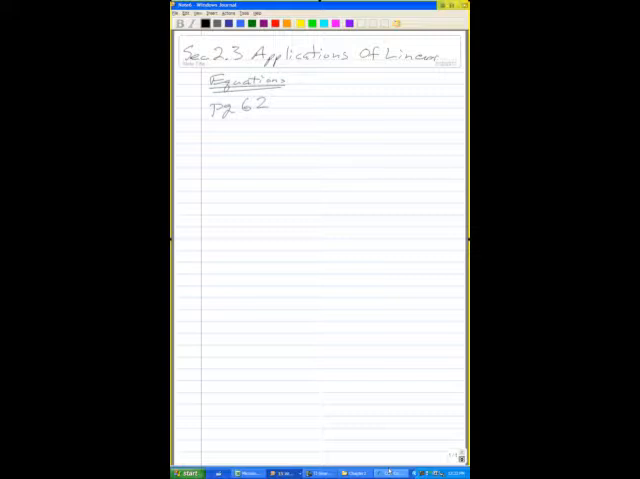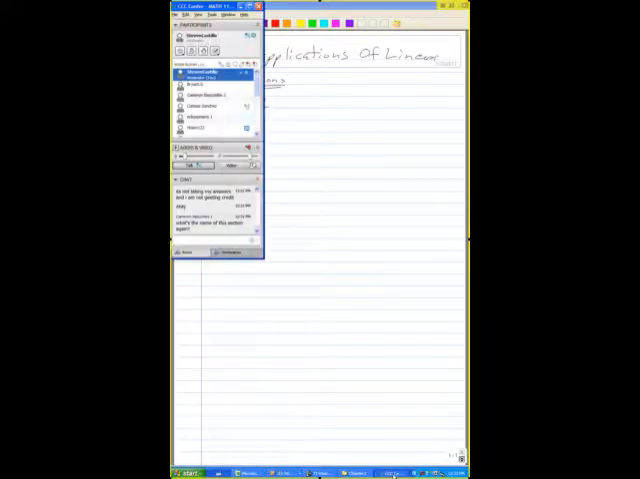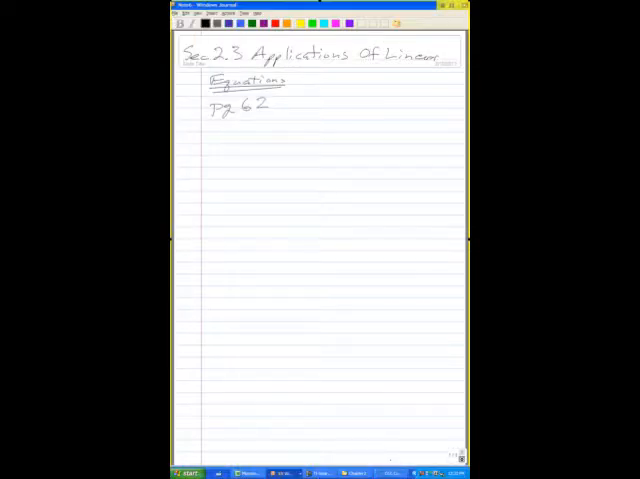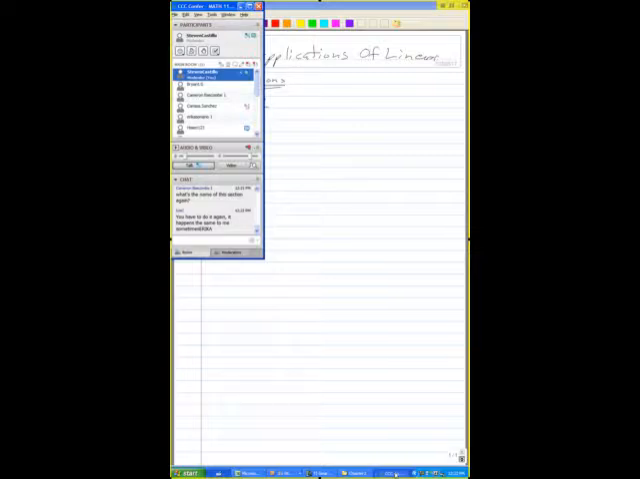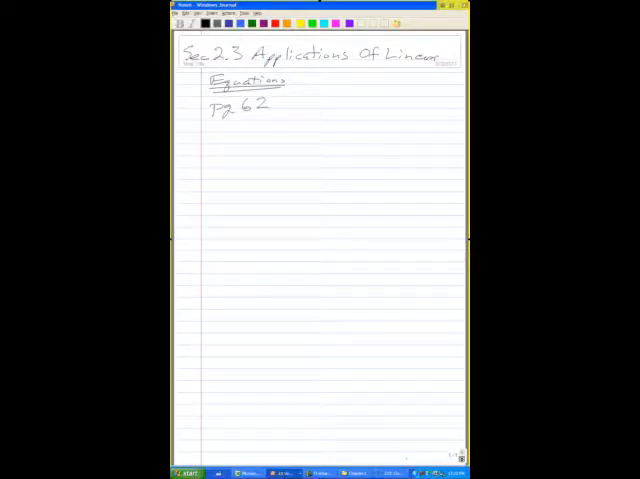So in this section, we are translating from words and trying to, what's the name of this section? Applications of linear equations. You have to do it again. You have to do it. Okay, so let's look.